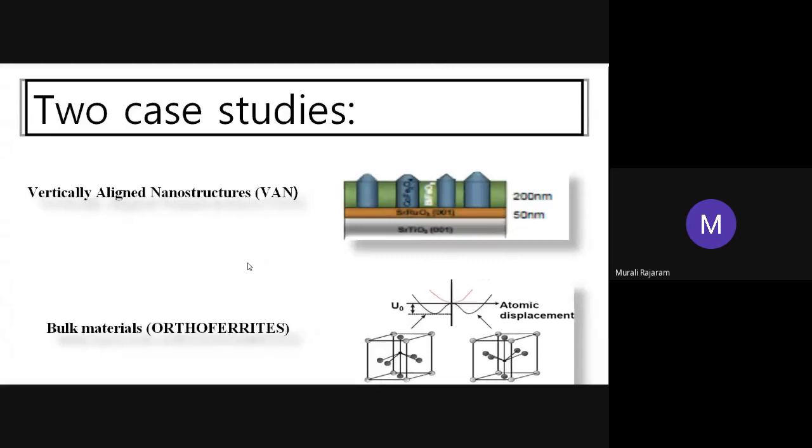Especially, I will concentrate our results on a special class of materials called orthoferrites. Why these orthoferrites are important, what things we have done already, and what we can do a lot more on these kinds of materials. I'm going to present this. If time permits, I will spend some time on this class of materials.